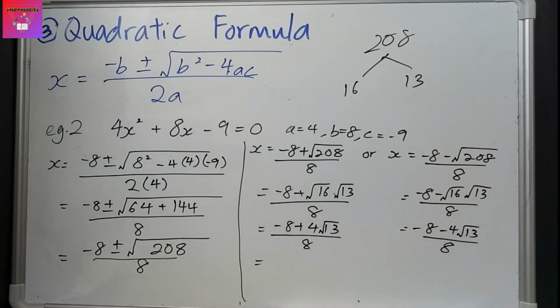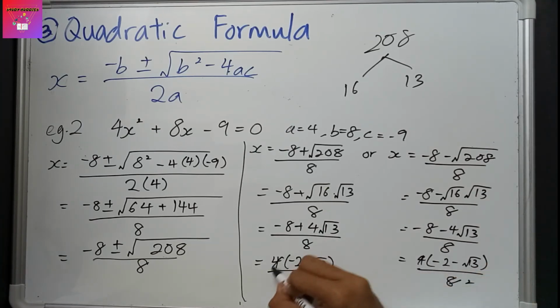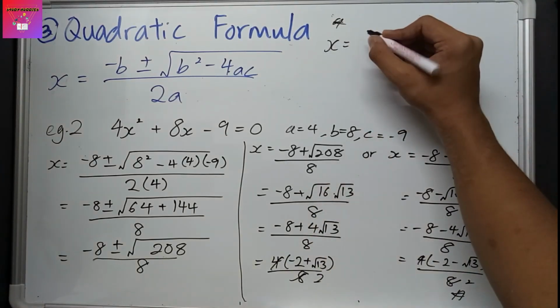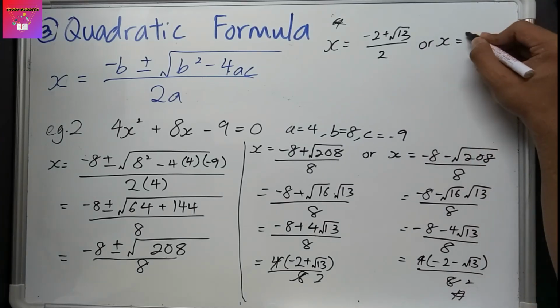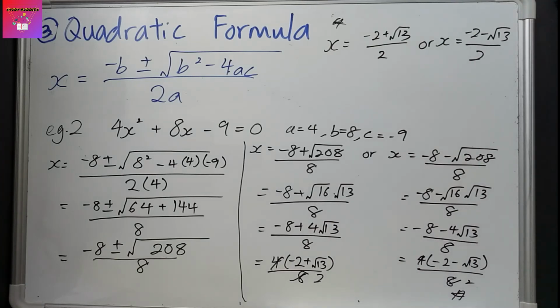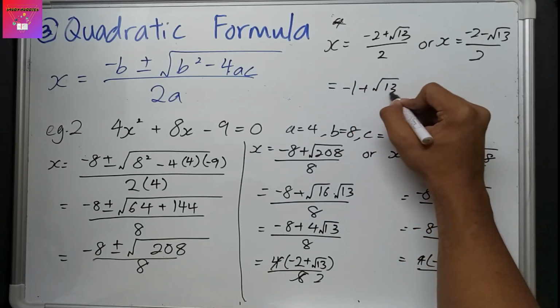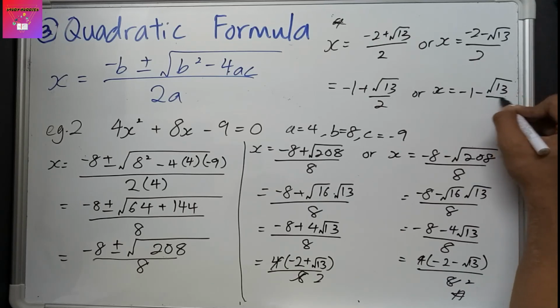So now let's just simplify this equation. So we can remove the 4 here. So it's going to be 4 times negative 2 plus root 13 over 8, and 4 times negative 2 minus root 13 over 8, which is going to bring us to a final answer of x equals negative 2 plus root 13 over 2, or x equals negative 2 minus root 13 over 2. So let's say if you want to simplify it into a much clearer way, it's going to be negative 1 plus root 13 over 2, or negative 1 minus root 13 over 2.